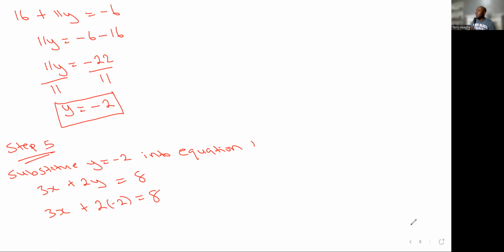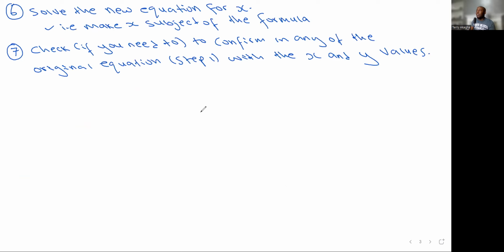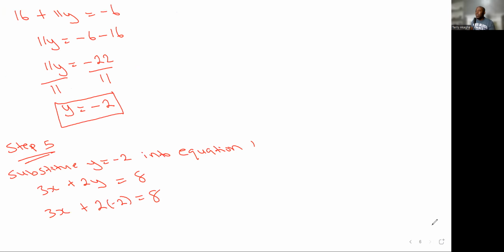Are you seeing it? Now let's go back. What does step 6 say now? Step 6 says that we have to now solve the new equation to find x. Okay, so we've gotten step 5, and we need to finish this up. So 2 plus times minus will give us minus, so it will give minus 4 is equal to 8. Now step 6 says that we have to solve this new equation to give us the value for x.